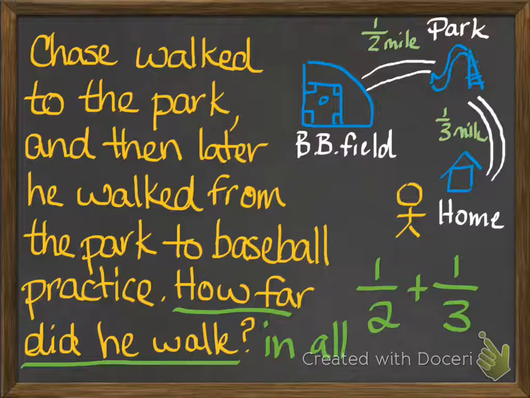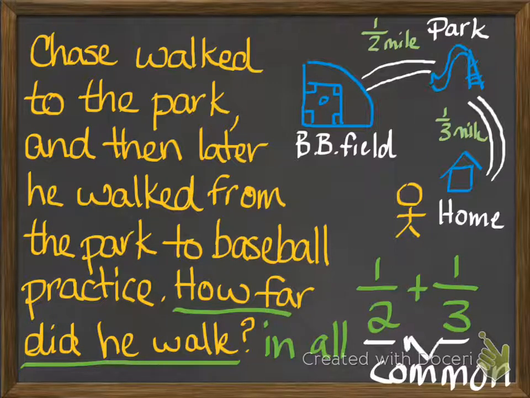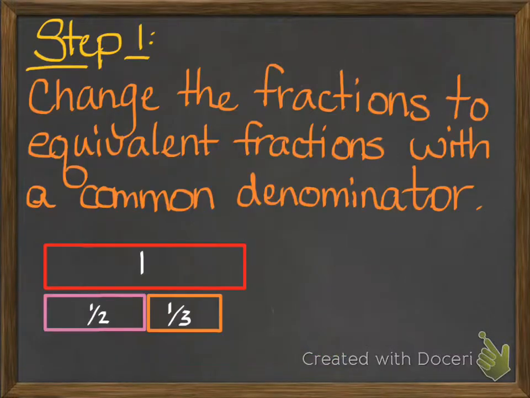So we need to make the denominators the same. Another word for that is common. Okay, so common means the same. We need to have a common denominator. That means the same number on the bottom of both 1/2 and 1/3. So we're going to change those fractions to an equivalent fraction. Change them to fractions that equal the same amount but have the same numbers on the bottom. Okay, so here's the steps to do that. So step 1, change the fractions to equivalent fractions with a common denominator.